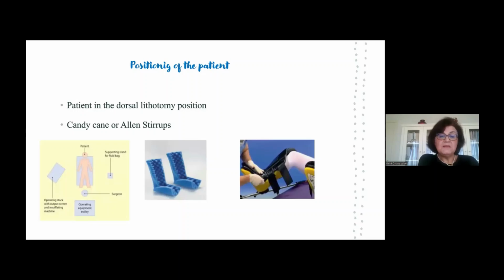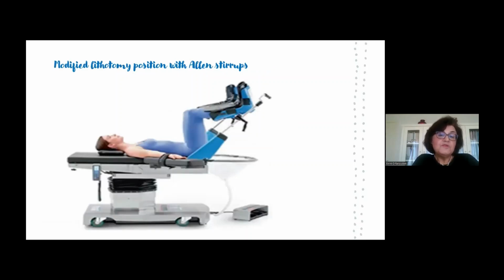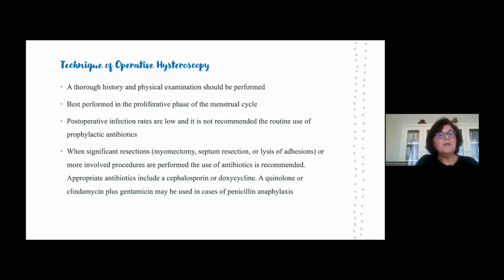Position of the patient: dorsal lithotomy position. Here is a diagram in the operating theater, with stirrups. Care must be given to the nerves of the patient. Modified lithotomy position with stirrups.